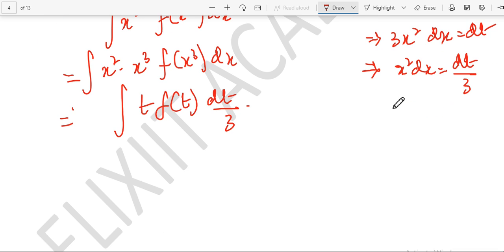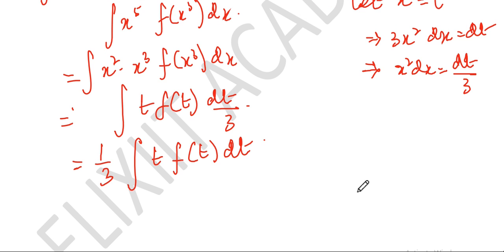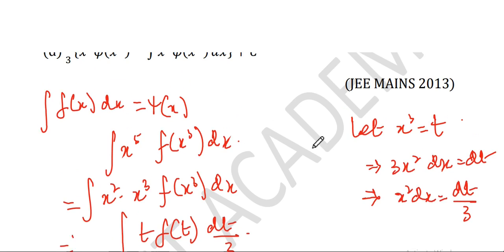So 1 by 3 is a constant, so you can simply take this out of the integral and you have t f of t dt. So now what should we do? We have to integrate this using integration by parts.